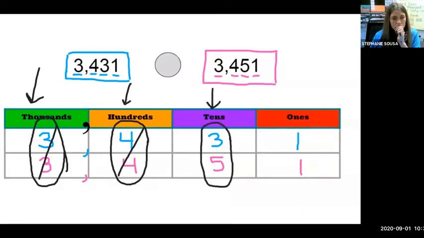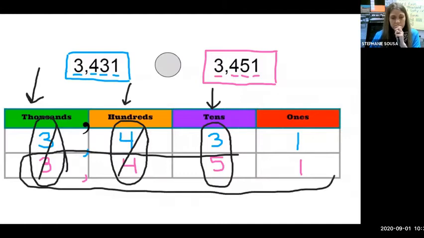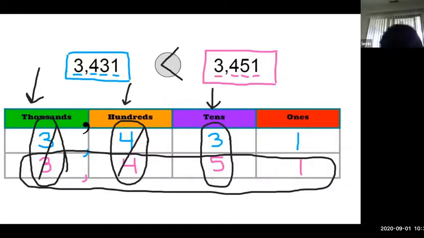Circle it. Then we can see that our first number has 3 tens, whereas our second number has 5 tens. We know that 5 tens is more than 3 tens. So that tells us that the number that has the 5 tens is larger than the number that has the 3 tens. So we're going to put our comparing sign here, and we can read this sentence: 3,431 is less than 3,451.